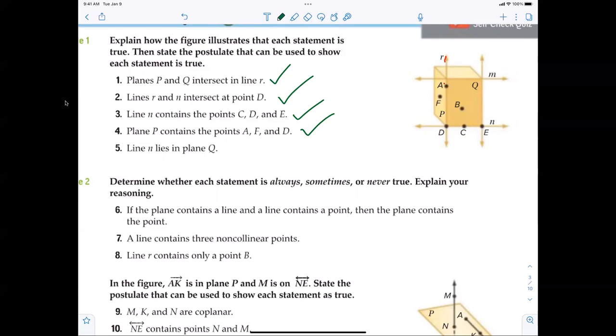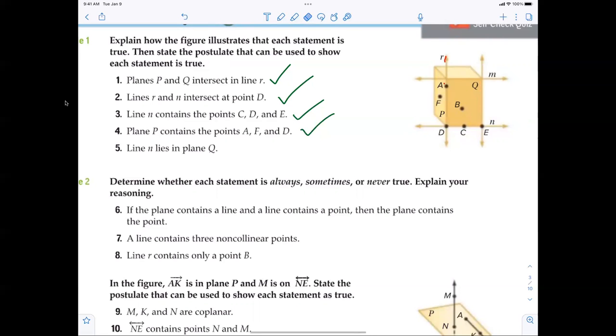Line N lies on plane Q. How do I know that line N lies on Q? Someone tell me. Nope, nope. Tell me, Oliver. Good thought, though. Yes, all right, I like that. So he said that D, C, and E are in plane Q. Is that agreed? So if the points are in the plane, then what? The line containing the points is in the plane. Does that make sense? Anybody have any questions now?